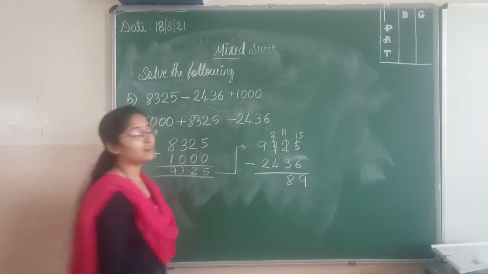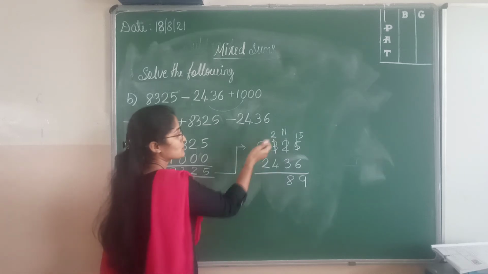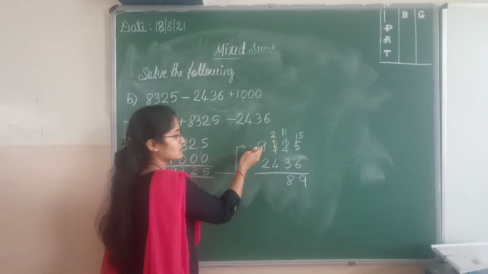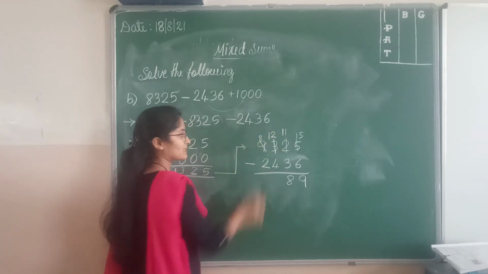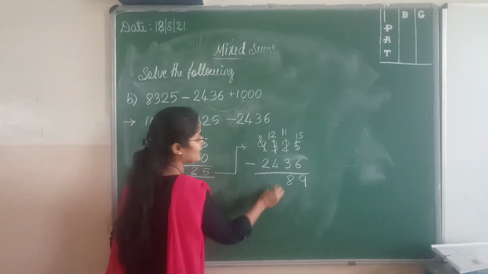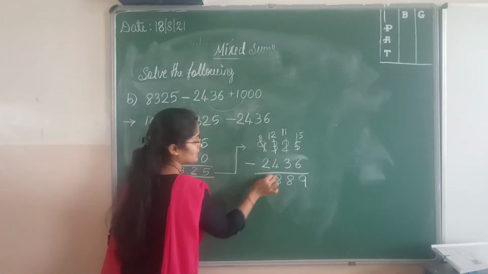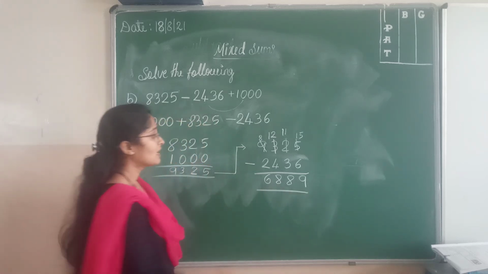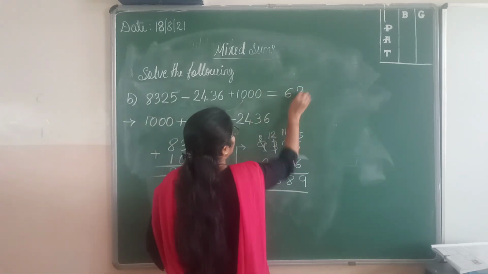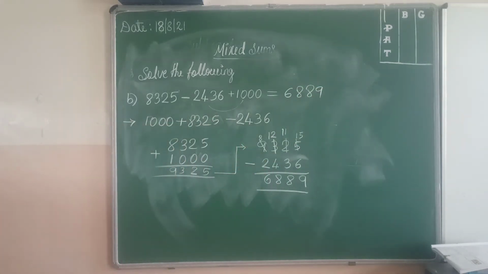Now subtract the hundreds place number. 2 minus 4 is not possible, children, again. So borrow for this 2 from the thousands place. When you borrow from 9, 9 will become 8 and 2 will become 12. 12 minus 4 is 8 and 8 minus 2 is 6. So what answer did we get? 6889.